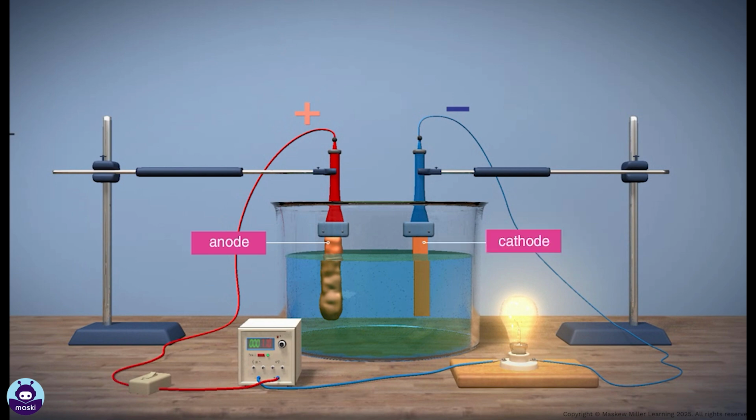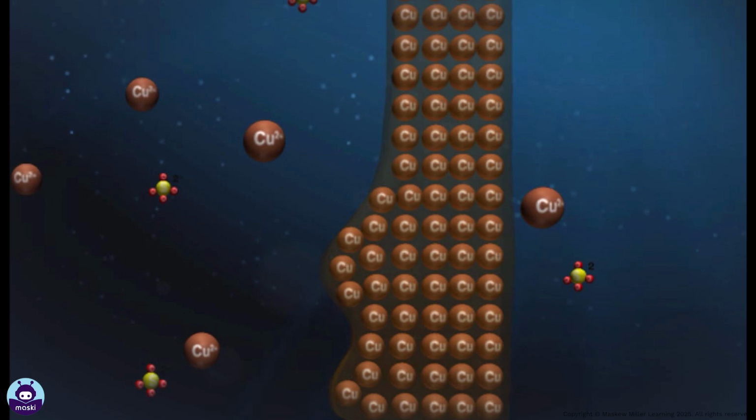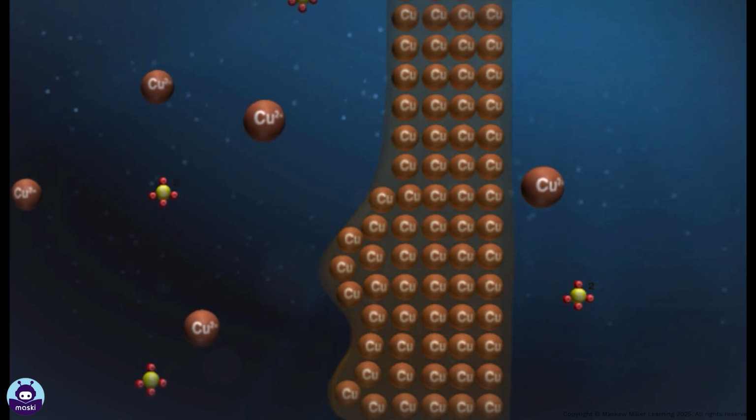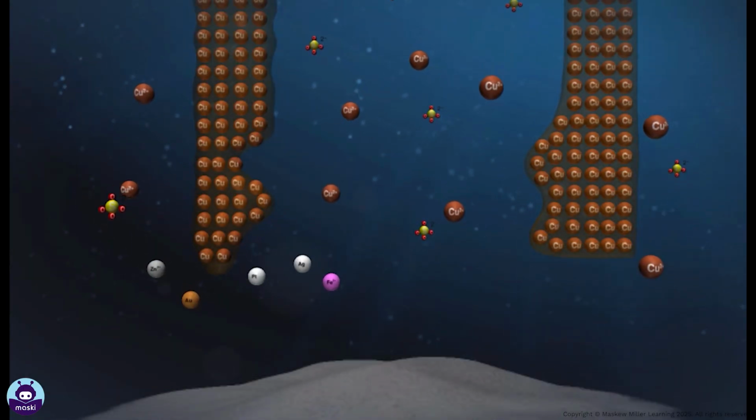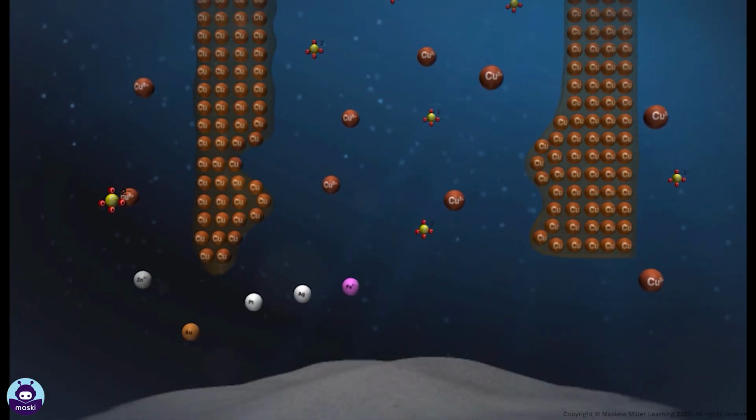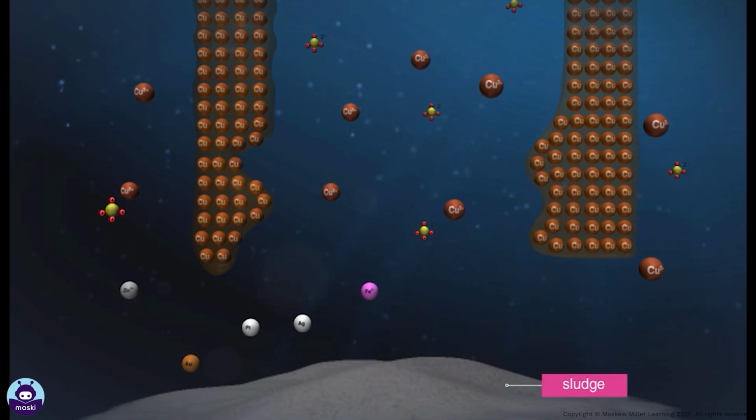You might wonder why we would use electricity to drive such a reaction, when the same element, copper, is oxidized and reduced, albeit at 2 different electrodes. If you notice carefully, only the copper ions get deposited on the cathode. Other metals that may be present with copper as impurities either form ions but do not deposit on the cathode, or settle down as sludge.